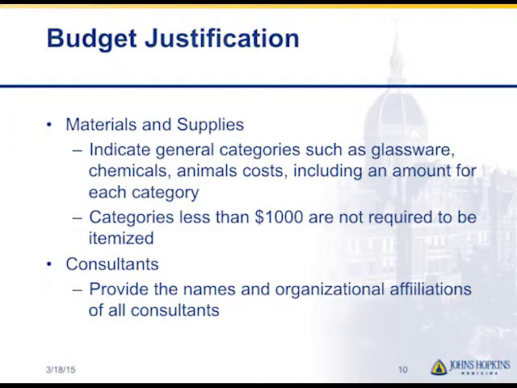Materials and supplies. Here you just indicate the general categories such as glassware, chemicals, animal costs, and you include the amount for each category. Categories less than $1,000 are required to be itemized.